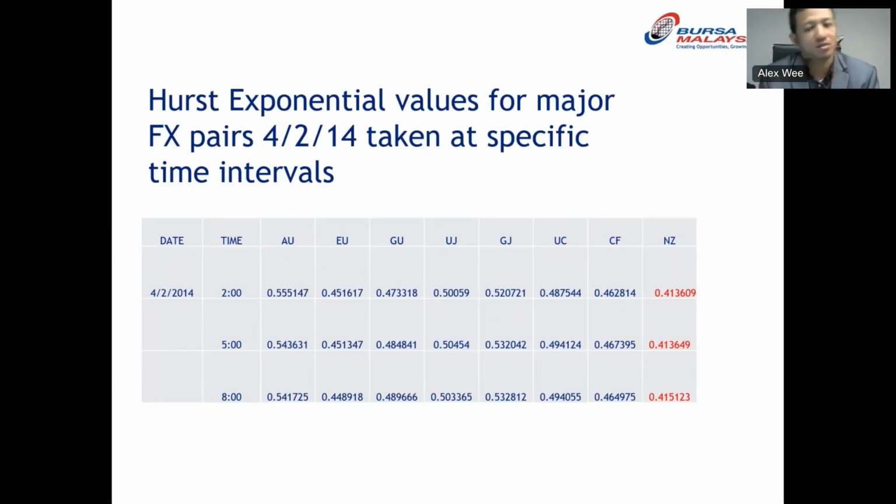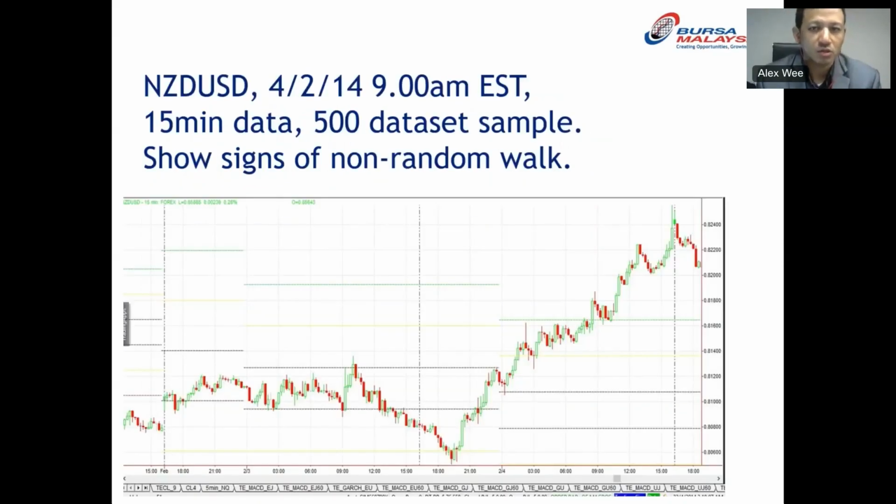If you're a part-time trader, yes, just trade when you're comfortable. Don't trade when you're not comfortable, because you are not relying on that for a living. But for a full-time trader or fund manager, you are. So you have to choose the product that is most predictable, that is going to be range-bound or going to be trending. And Hurst plays a big role to help us decide which product to trade, okay? So for example, New Zealand USD, right? The 500 data sample shows signs of a non-random walk, okay?